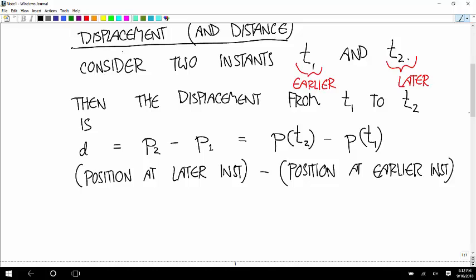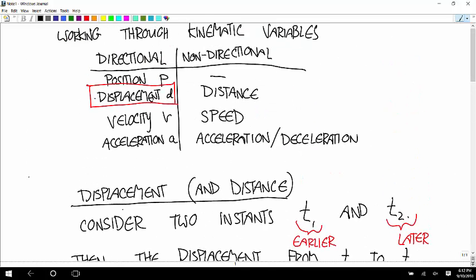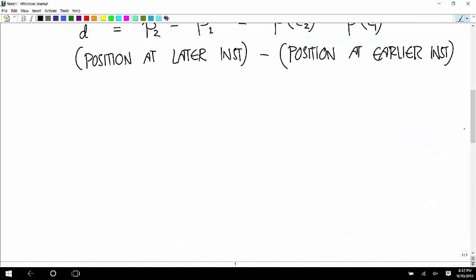Is there a sign associated with displacement? Well, it was in the directional column up here. So that means that, since sign is the only way we have in 1D to represent direction, displacement must have direction associated with it. And what that sign means is which direction overall the object has moved from the starting instant to the later instant.